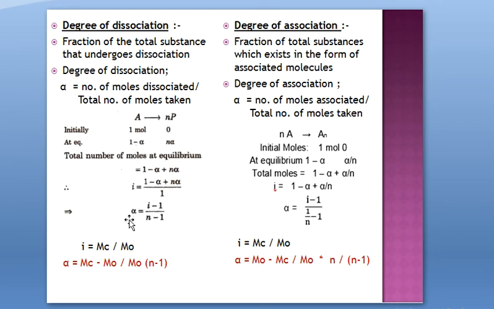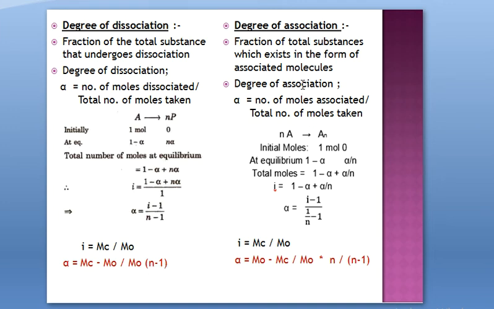Alpha, degree of dissociation, is (i minus 1) divided by (n minus 1). We know the value of i, which is the Van 't Hoff's factor, Mc by Mo, and this is alpha. What is alpha? Degree of dissociation. Alpha is (Mc minus Mo) divided by Mo into (n minus 1).